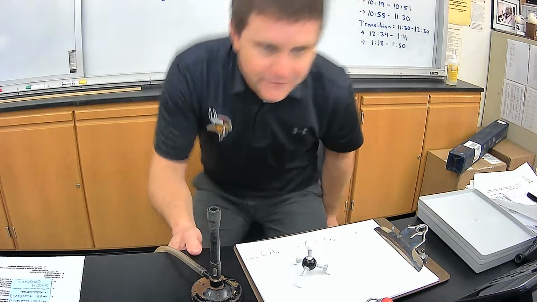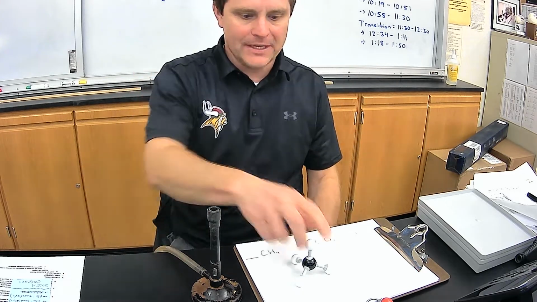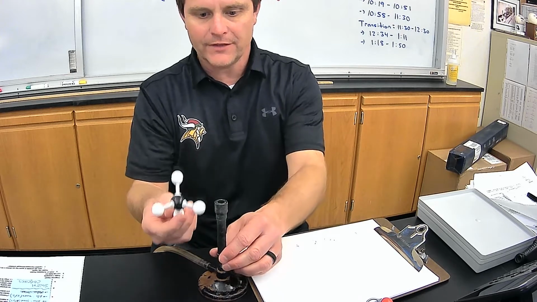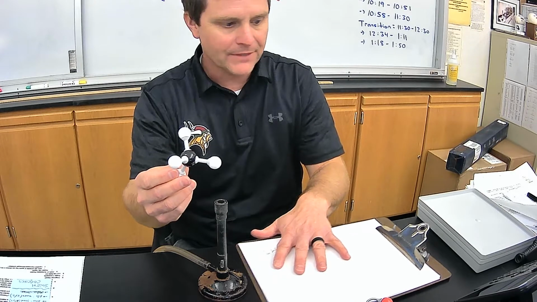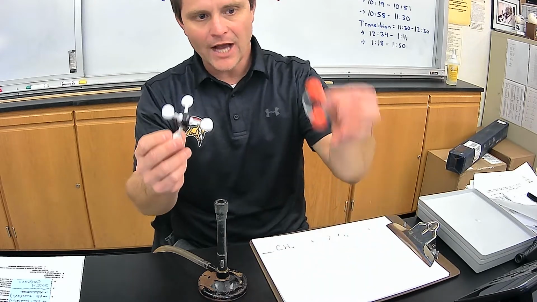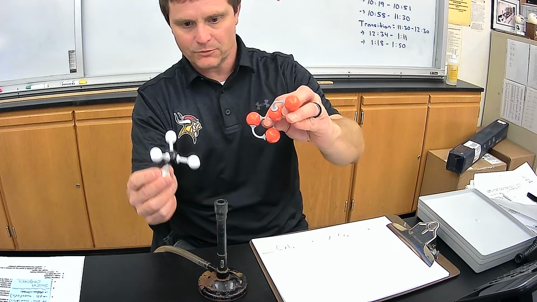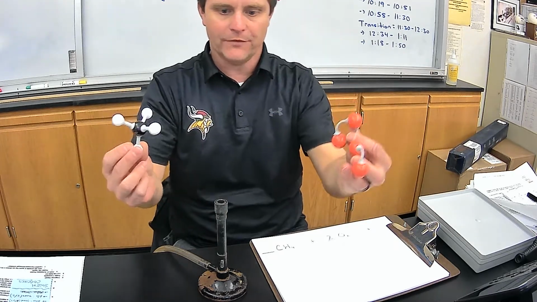When I open up the valve, I immediately can hear the methane gas coming out. So right now, there are billions and trillions of these methane molecules coming out of this Bunsen burner. And there are oxygen molecules floating around, billions and billions of them as well. And right now, all they're doing is hitting each other and bouncing off of each other.